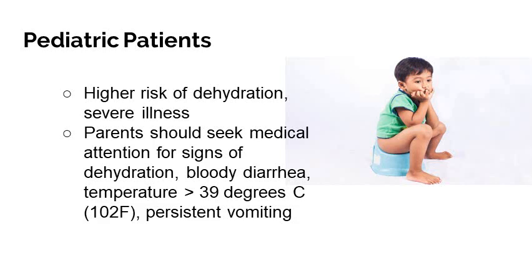So what you can recommend if parents are concerned, they should be seeking out medical care if there are any signs of dehydration, if there's any signs of bloody diarrhea, or if they have a persistent temperature around 102 degrees Fahrenheit, that's 39 degrees Celsius. If there's also persistent vomiting. Another thing you can recommend to parents of pediatric patients is to keep a close eye on their urinary output. In children who can't tell you how they're feeling, oftentimes that's a good indicator of how hydrated they are staying.